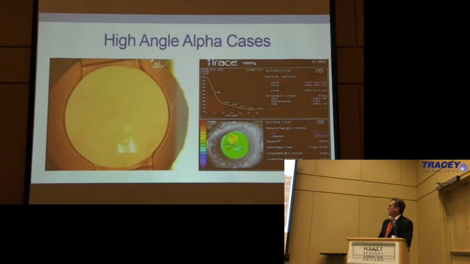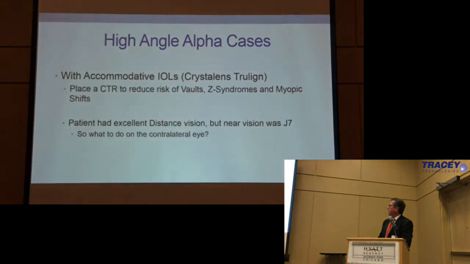So in this patient, I went ahead and put a true line toric in her, and as you can see, it's on axis. The only problem is that after surgery, the patient's vision was J7 for near. She was very happy with her distance vision, but her near vision wasn't what she was expecting. In all these patients, for crystalline lens users, I've gone to using CTRs to try to avoid vaults and Z syndromes, and that has definitely helped, but accommodation isn't great, as most of you know.